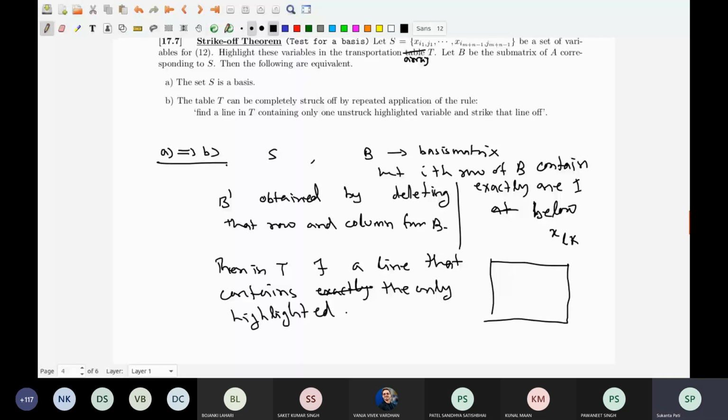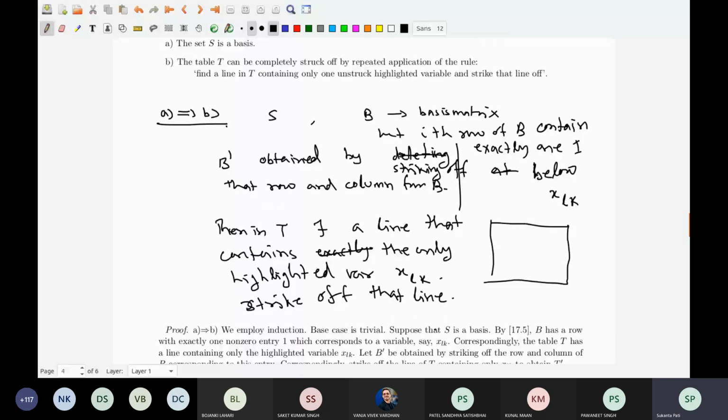Here you do not say deleting, you say strike off that line. Now here is something that you have to observe, that BDAX you have obtained. See what you had, what was T? Just wait for a moment and think, what was T? Now T was a transportation array. What did you do with T? I had only highlighted a few variables, other variables I had not written.